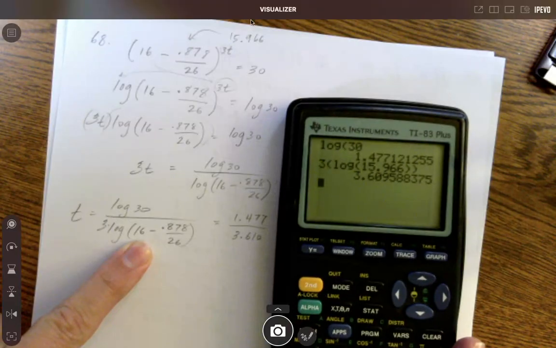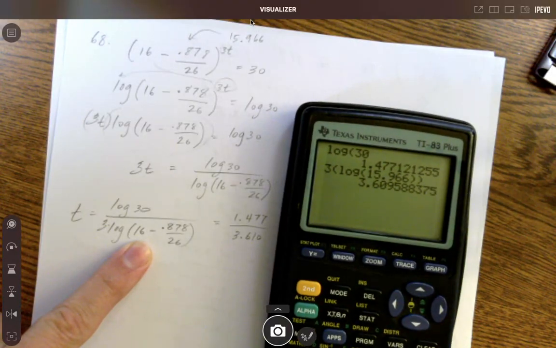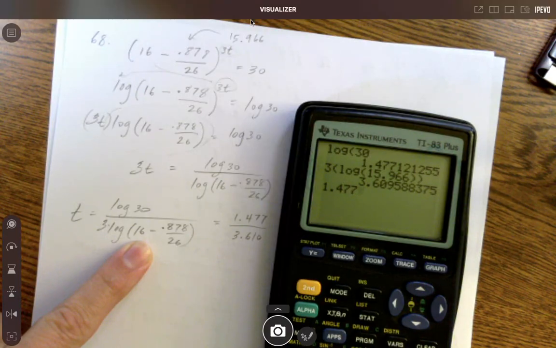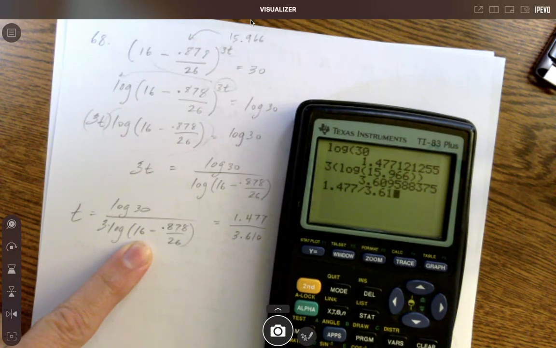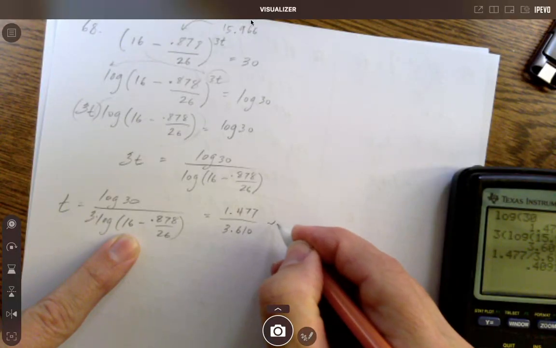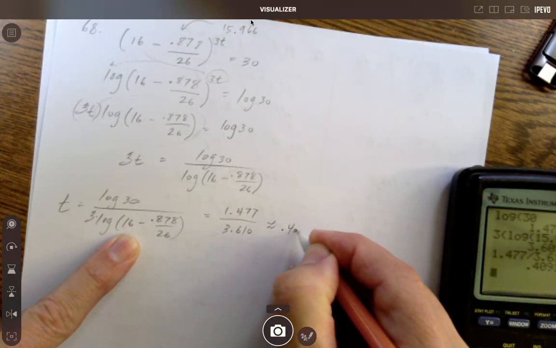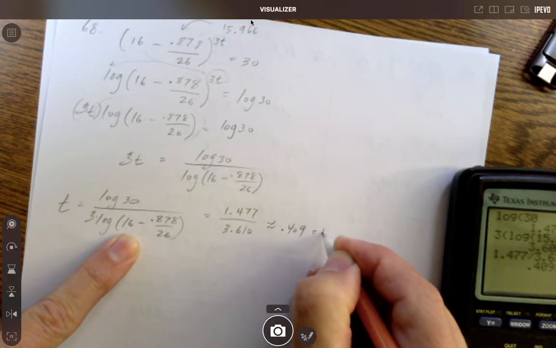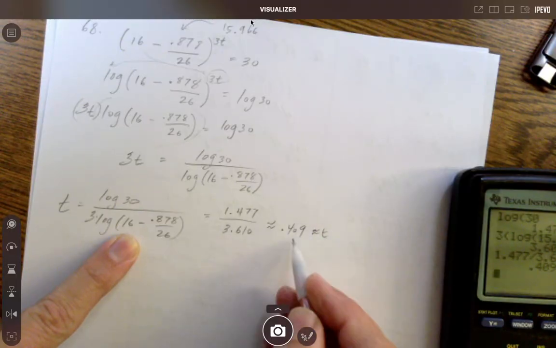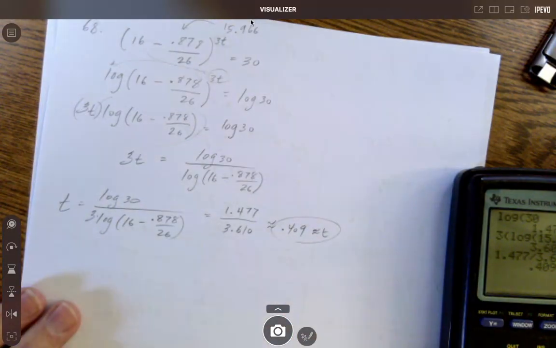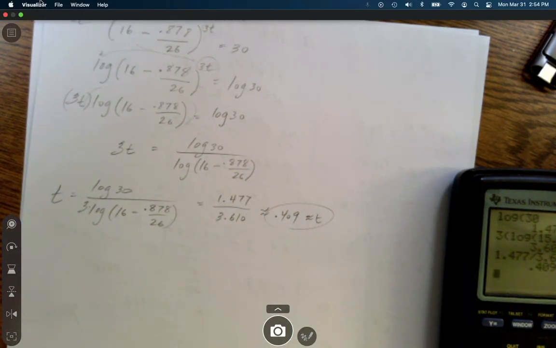All right, and when I divide that, 1.477 divided by 3.61, I get about 0.409 for t. So t is approximately 0.409.